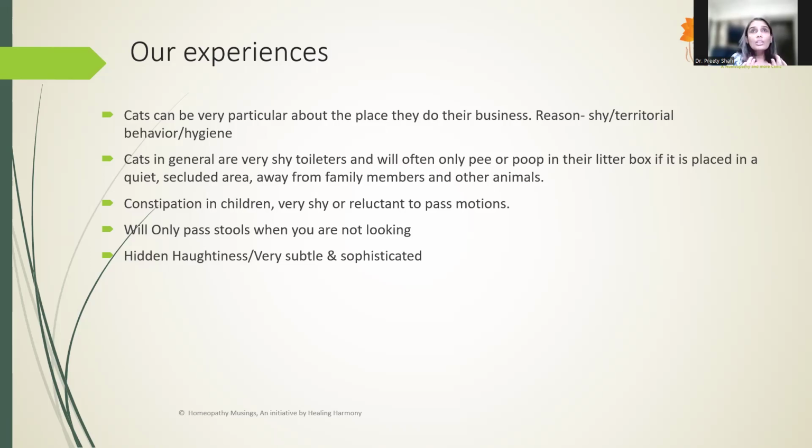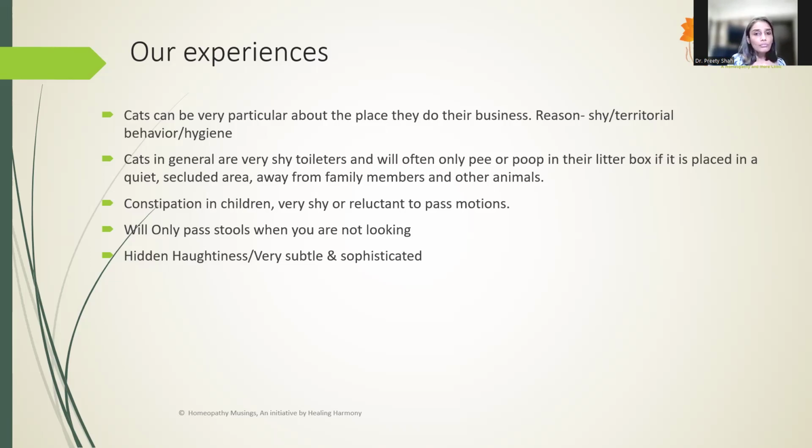Also, cats in nature spend a lot of time grooming. If you see a stray cat versus a stray dog, you see the difference in hygiene, how they look, how they carry themselves. It's completely different. So grooming and hygiene is a very, very important aspect in the Lac felinum patient.